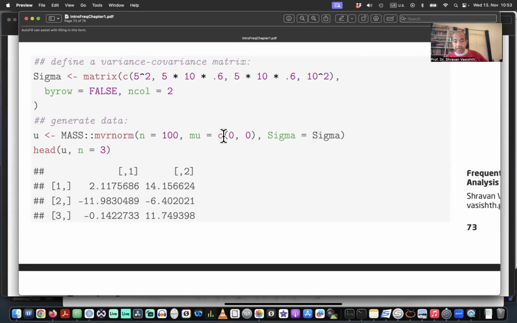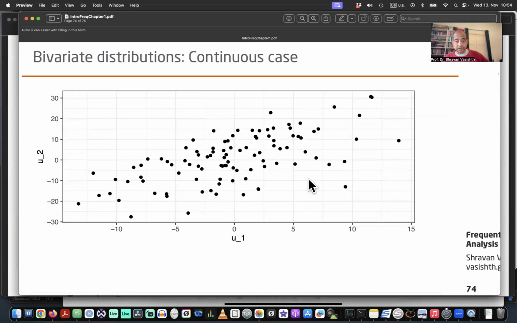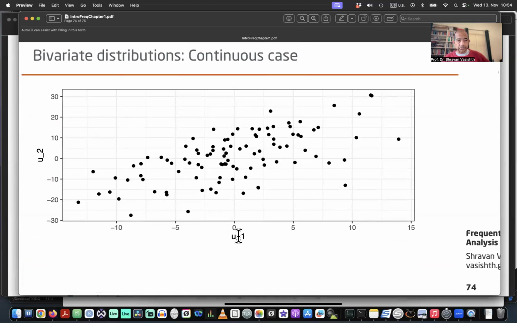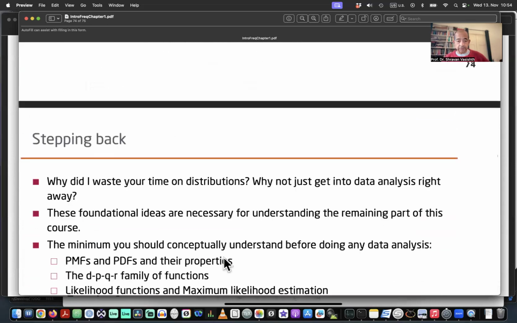In that case, we would have to define the means for each of those to generate simulated data, and we would have to define a 3 by 3 variance covariance matrix to produce simulated data. So this is a very powerful tool for understanding the properties of statistical models by simulating data. And that's how we'll be doing this. That's why I'm teaching you how to do this. Okay, so this is just the plot showing you how you can generate positively correlated bivariate distributions and so on, right?